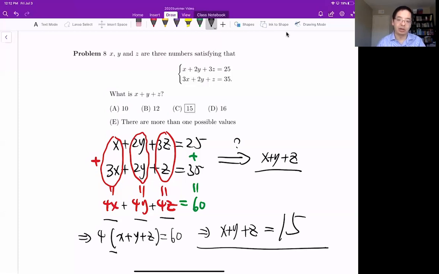So what we did is basically some algebra. We add these two equations together. If the left-hand side equals the right-hand side, then if you add them together, of course they're also the same. This gives us a quick way to figure out x plus y plus z.